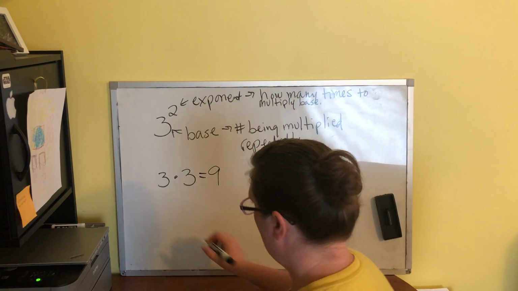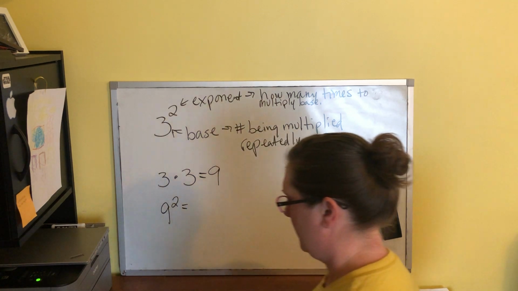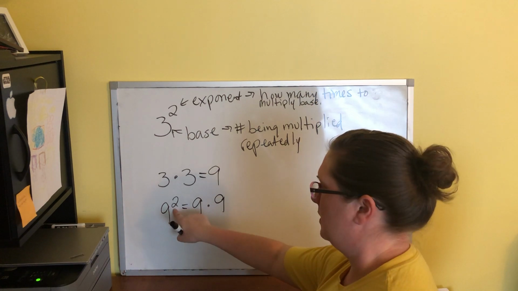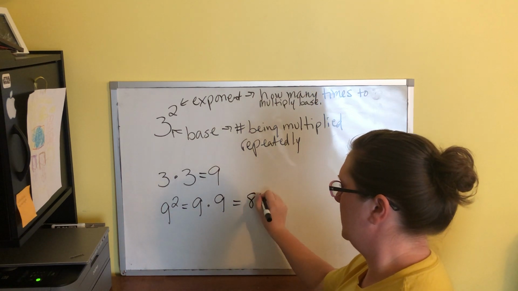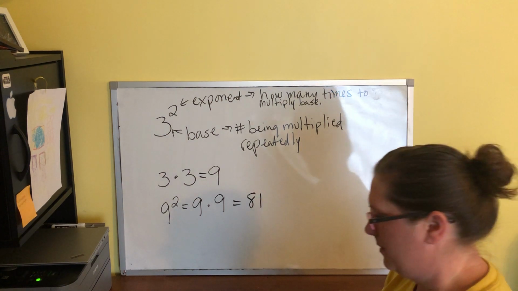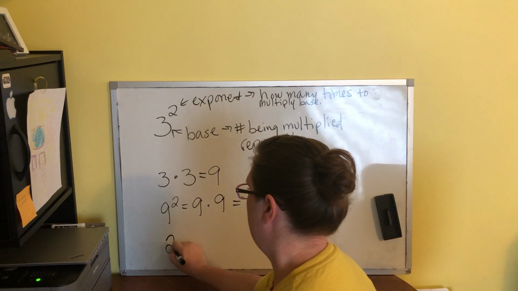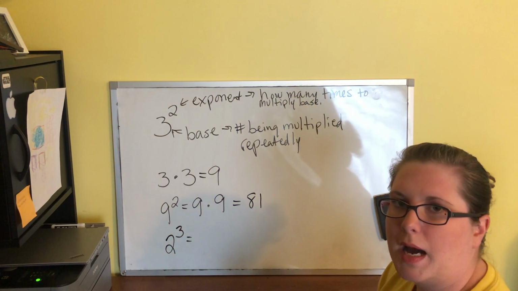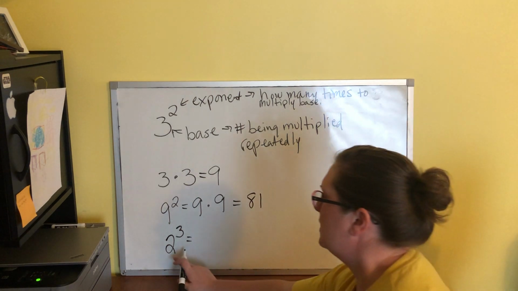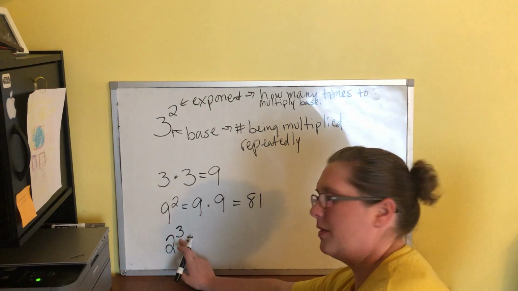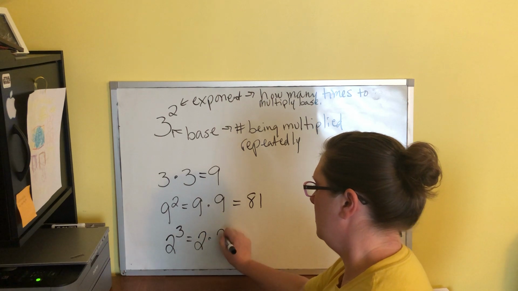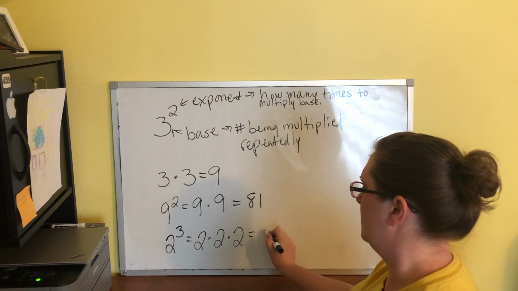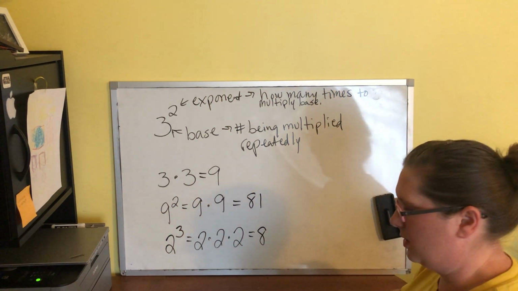So let's do some more. If you were given 9 squared, this is the same as doing 9 times 9. 9 is the base, it's squared, it's saying 2 times, so 9 times 9 is 81, okay? Let's say you were given 2 cubed or 2 to the 3rd power, either one's fine. The base is 2, and we need to multiply it 3 times from the exponent. So this is 2 times 2 times 2. 2 times 2 is 4, 4 times 2 is 8, and your answer is 8.